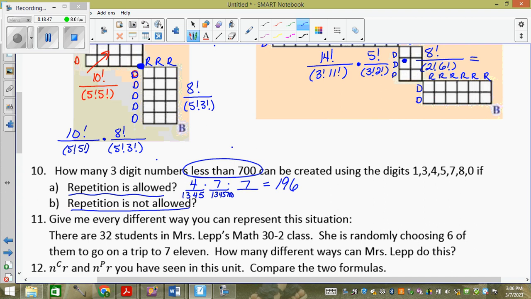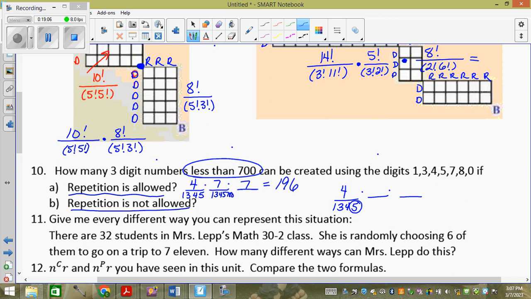Now this one says repetition is not allowed. I still have to start with that first blank because it still can't be above a 7 or a 7, right? But it also can't be a 0 because then it would be a 2-digit number, not a 3. So for this one, I'm not allowed to repeat, so I box and hold. So I have 1, 3, 4, 5, which is still 4 options.